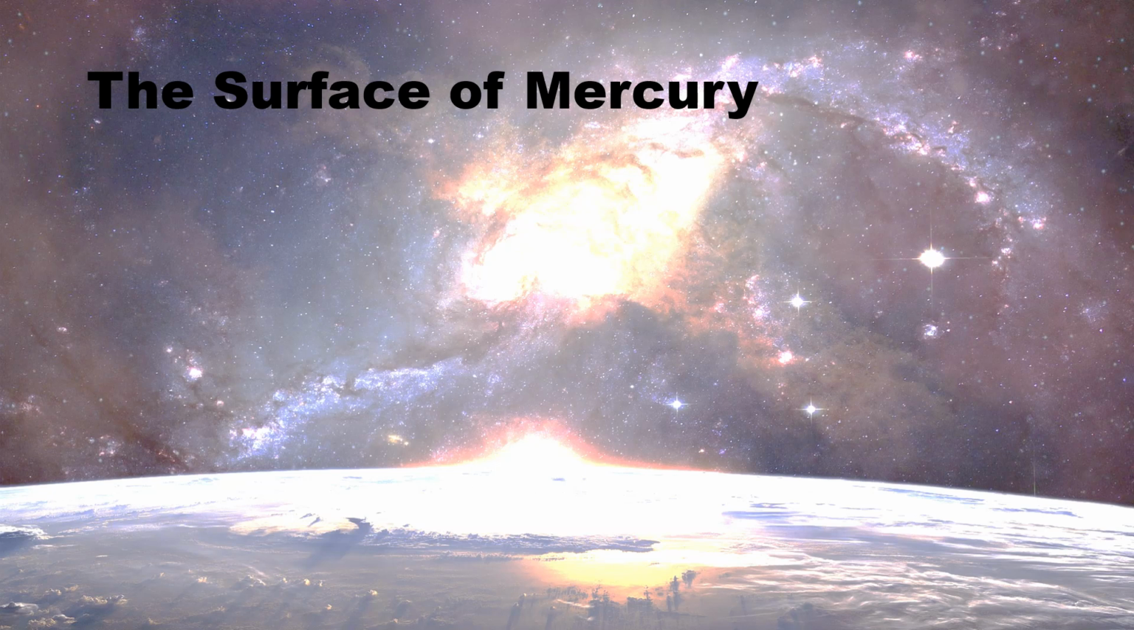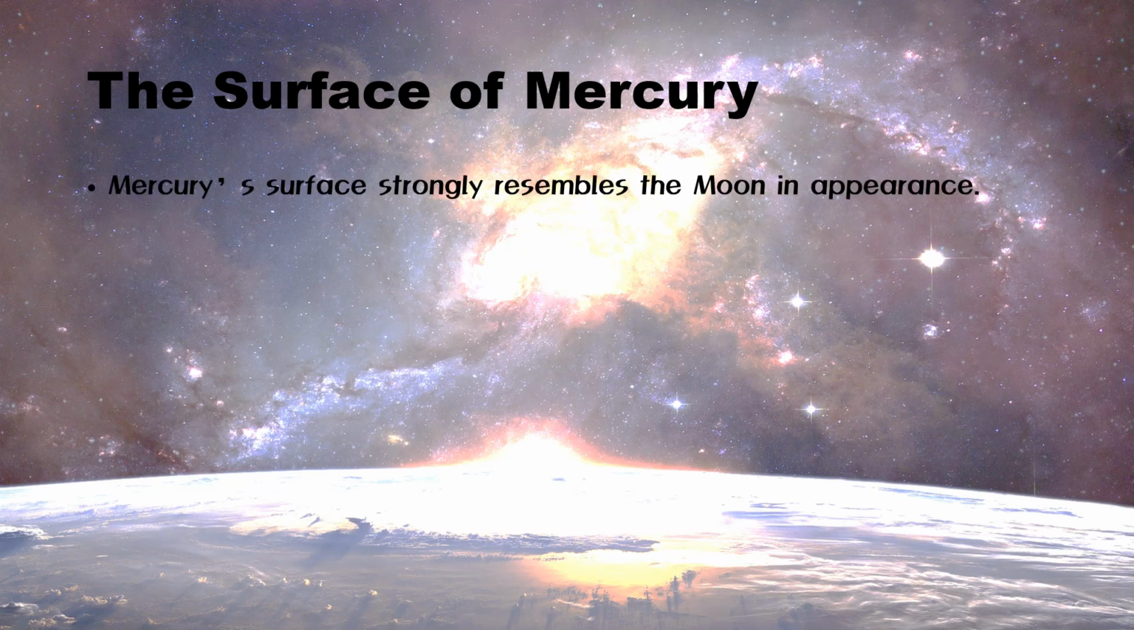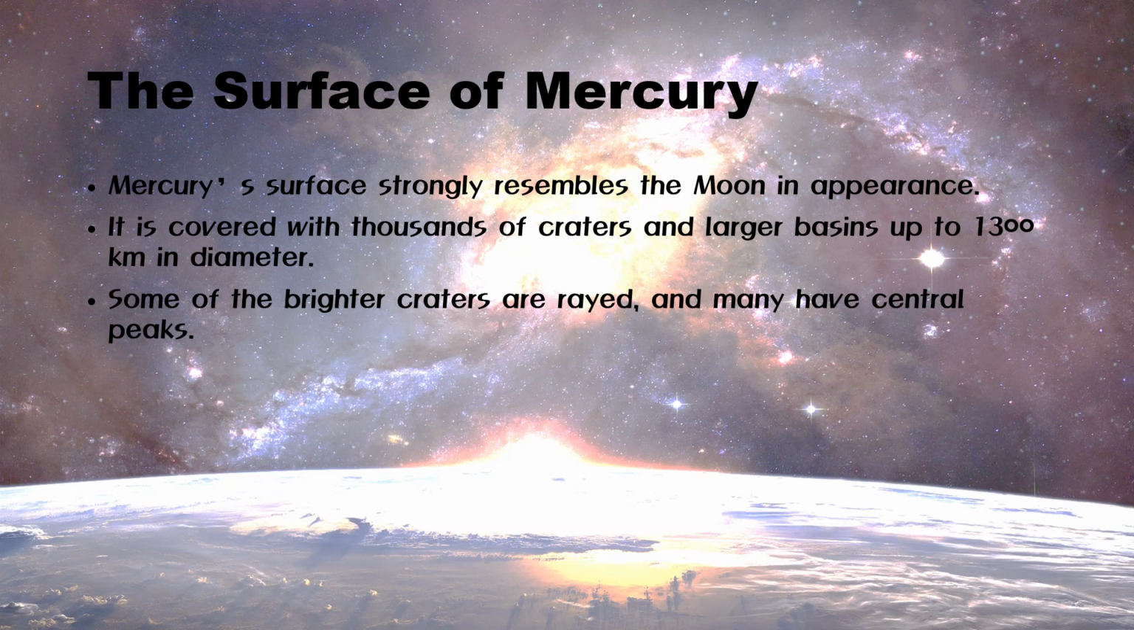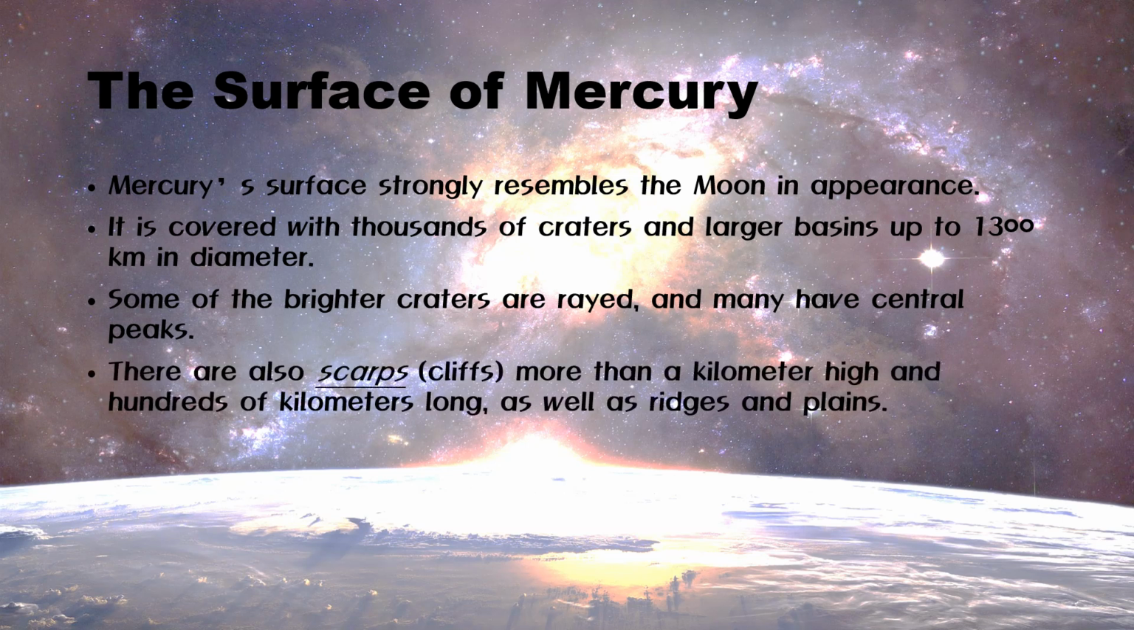So if we were on the surface of Mercury, you might notice that it strongly resembles the moon in appearance. I already mentioned that it has a very cratered look. It's covered with thousands of craters in larger basins up to 1,300 kilometers in diameter. Now, some of the brighter craters that we can observe on Mercury are rayed, and many even have central peaks. There are also scarps or cliffs more than a kilometer high and hundreds of kilometers long, as well as ridges and plains that we can observe on Mercury's surface.